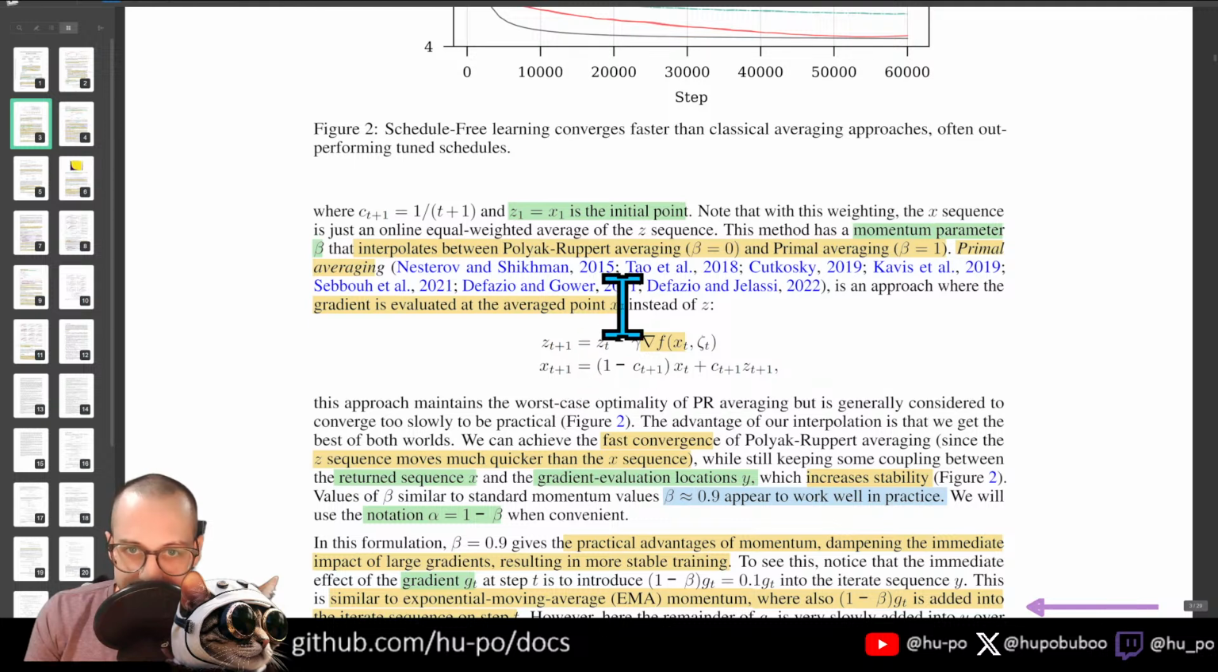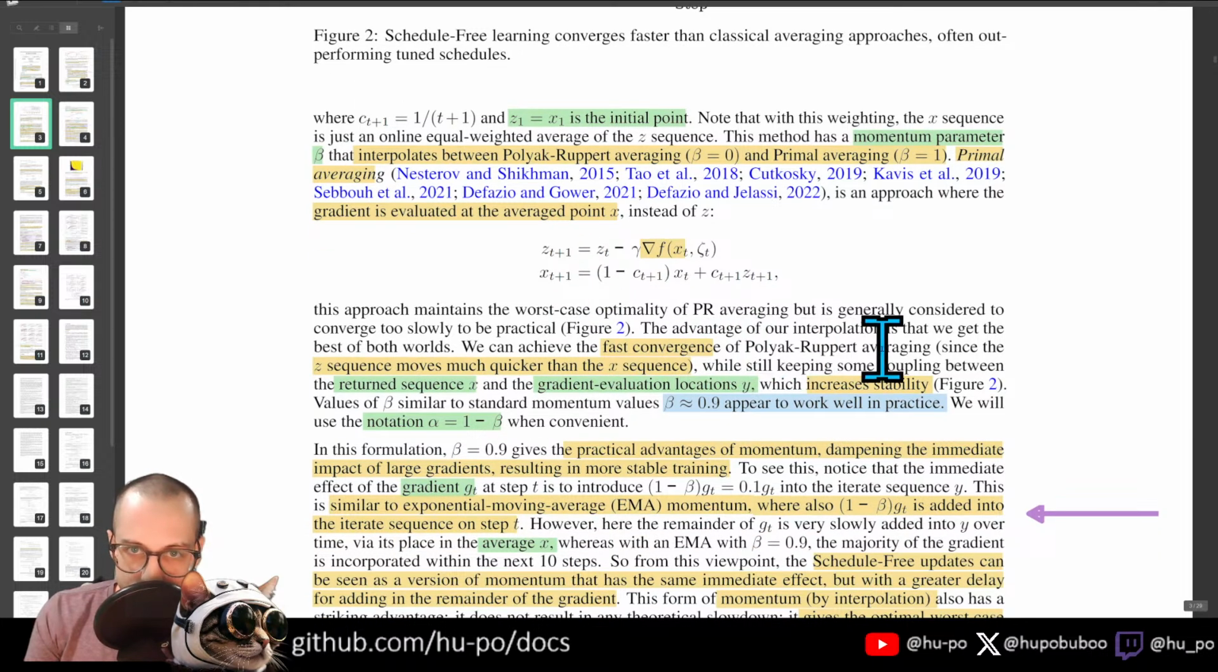Gradient evaluated at the average point X. The fast convergence of Polyak-Ruppert (PR) averaging is because the Z sequence moves much quicker than the X sequence. Okay, so what they're saying here is that the Z sequence, the sequence in parameter space of this Z, is going to move much faster than the X, because the step size is larger, right? Because here your X's are basically averaging out the previous X's. So it's the opposite of momentum, like there's a lag, right? Your X can't move a lot because it can't stray far away from the X of the previous step, versus Z, which is going to move much faster because it's not burdened by the previous ones. You're just moving directly in that direction.